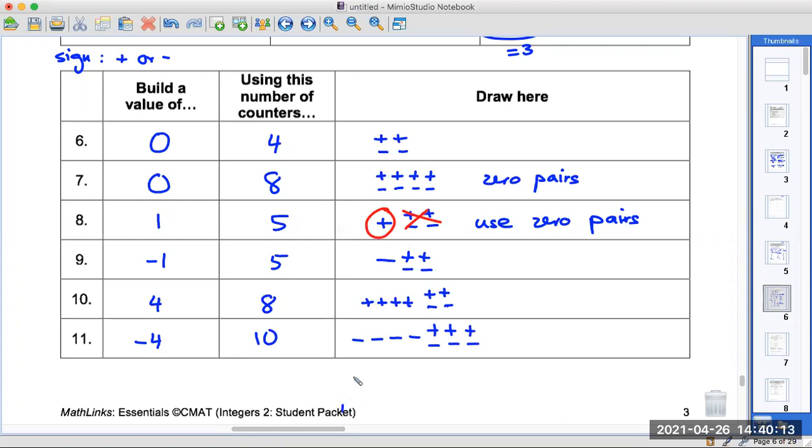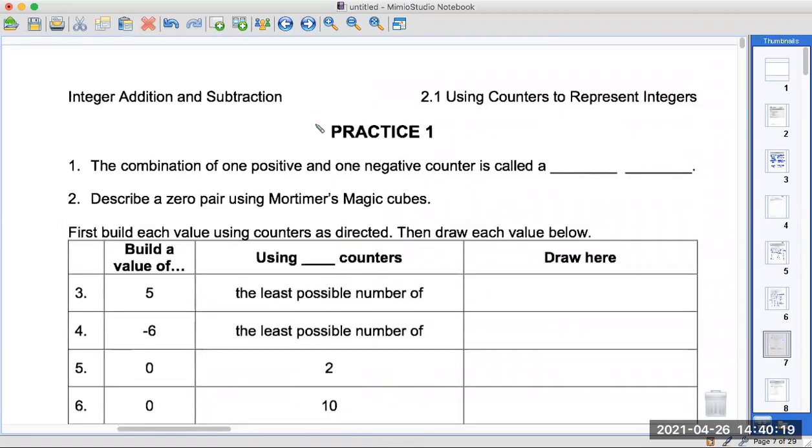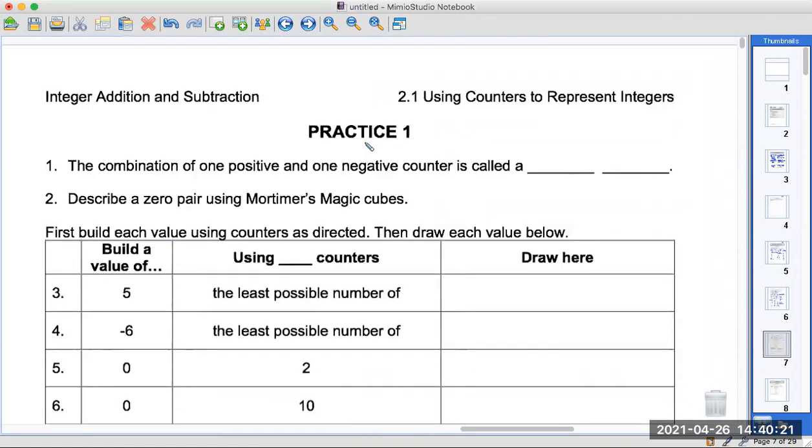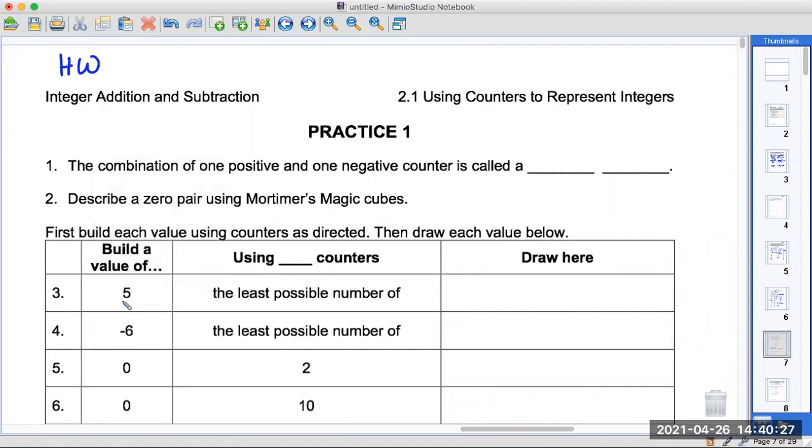Okay, so this is this assignment on page 3, and now you got to do it yourself for homework. So on this page, page 4, you're doing the same thing for homework. Okay, build a value of 5 using the least possible number of counters. So this goes right here. Okay, and then you draw it out. Build a value of -6 using the least possible number of counters, and so on and so forth. Okay.